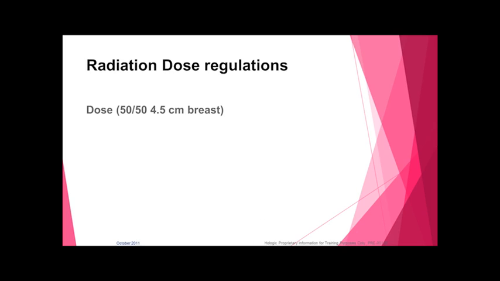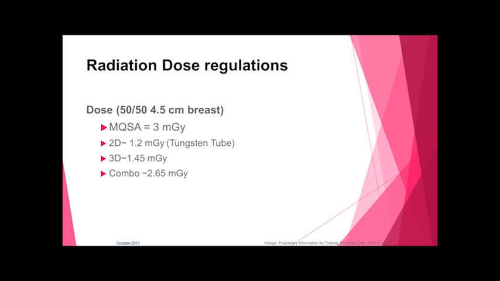So radiation dose regulations go by 50-50 breast composition, a 4.5 centimeter breast. The phantom is 4.2 plus your disc. MQSA states you cannot go over 3 milligray per view. If you have 2D digital imaging, on average it's 1.2 milligray, and that's with the tungsten tube. 3D imaging, if you do tomosynthesis, on average is 1.45 milligray.